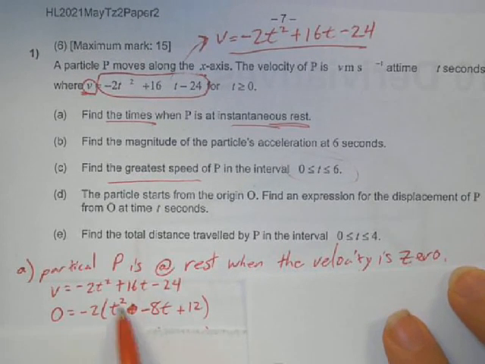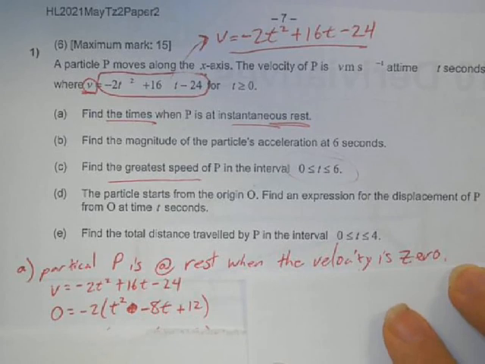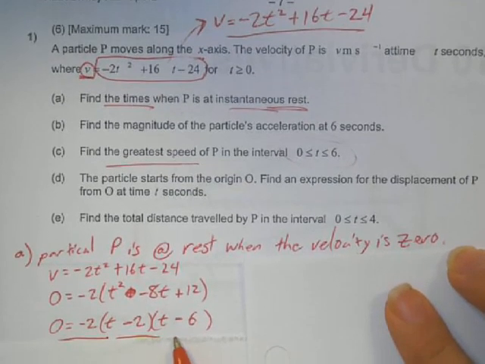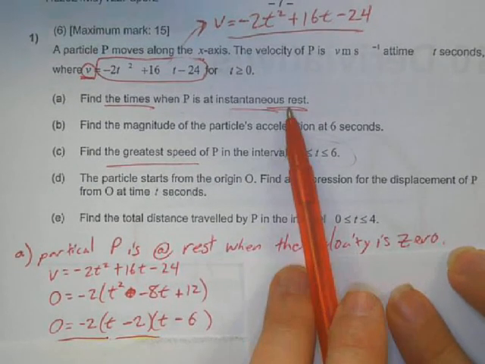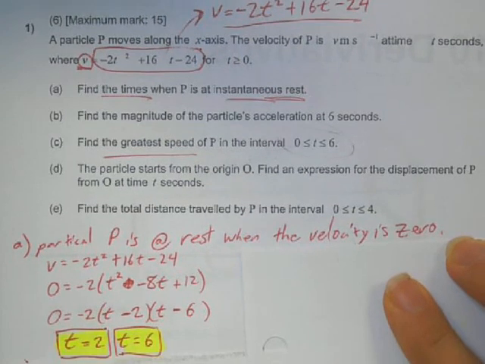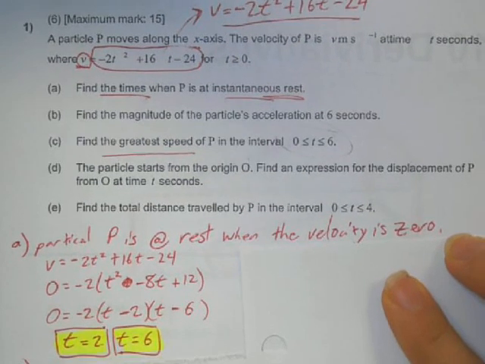Okay, and then I factored out the 2. And then I said, okay, this is factorable. What two things multiply to give me 12 and add up to give me negative 8? And that would be negative 2 and negative 6. So we know that it's at rest when t equals 2 and when t equals 6. Okay? All right, next question.